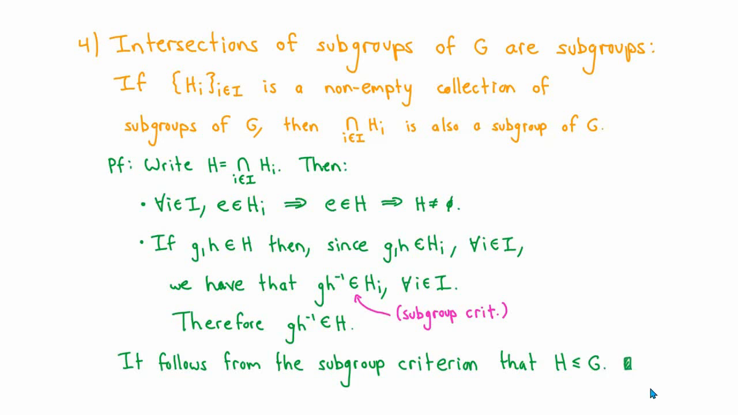That's what we wanted to show, so now we can conclude from the subgroup criterion that H is a subgroup of G. Now, I also want to mention here that while this fact is true, that intersections of subgroups are subgroups, it's not true in general that unions of subgroups are subgroups. So you have to be a little bit careful. I'll leave that as something for you to think about.